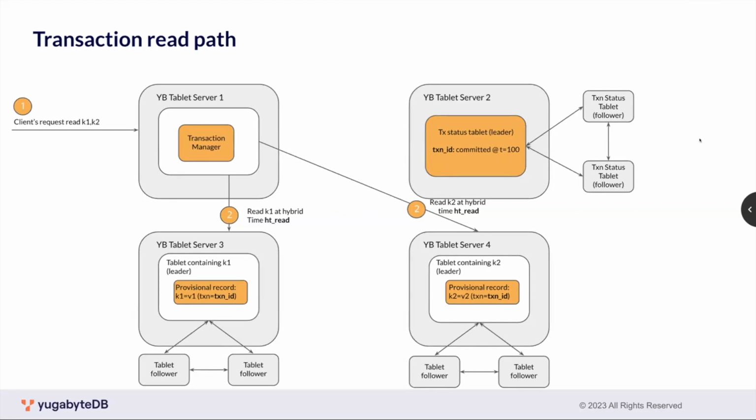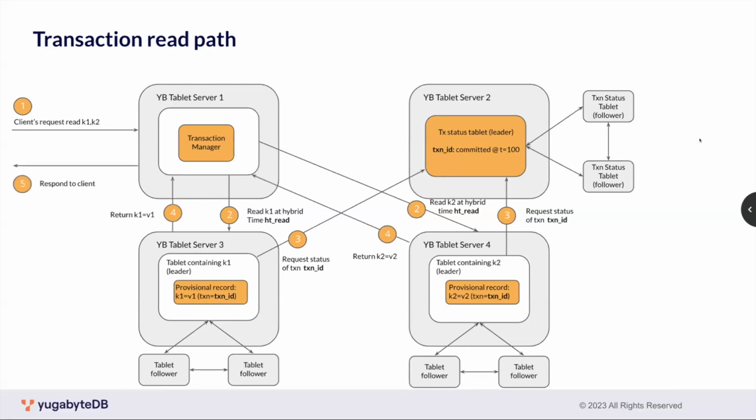So you know that there is a provisional record with the transaction ID, and it's going to request, is this transaction committed or not? Can I use those values? And then you say, oh, this one has been committed at time 100. So this means it can return those values. So it's going to return those values and then respond to the client as the transaction returns.